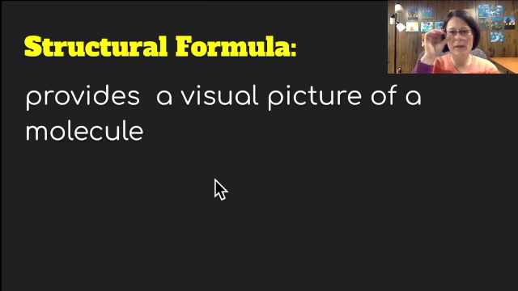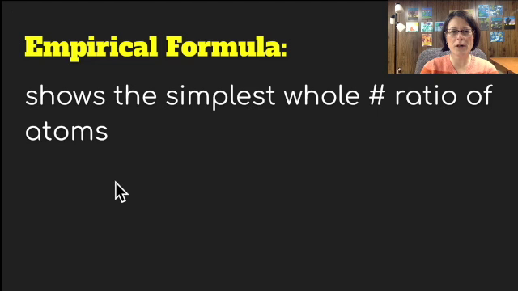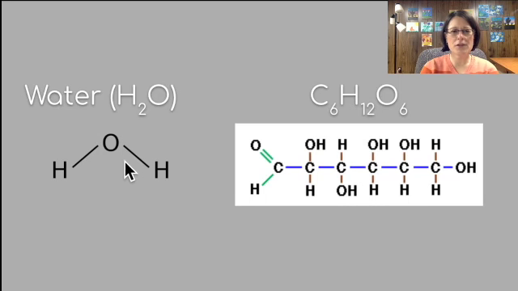Another type of formula that we commonly see is a structural formula, and this provides a visual picture of a molecule. These actually give us the most information. So here is a structural formula for water. There are 2 hydrogens and 1 oxygen. So H2O. So it not only tells us the quantity and the type of atoms present, it also shows us how they are arranged. So we get a lot of information here.